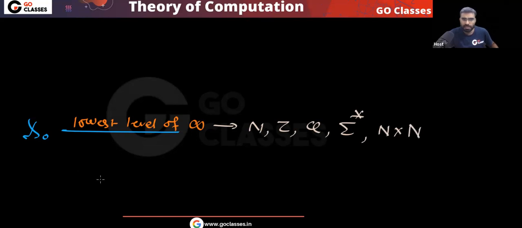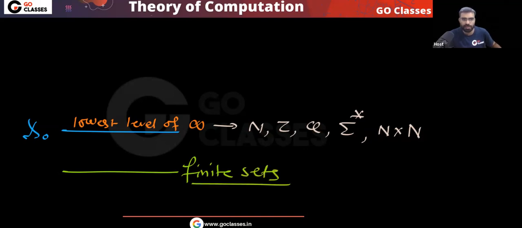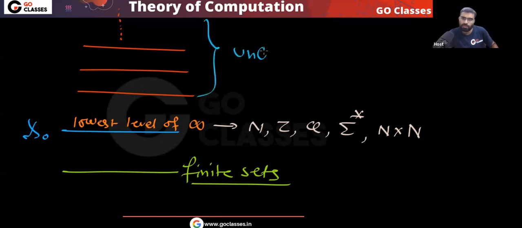Now you can easily notice: if something has less cardinality, then what will come here? If S has strictly less cardinality than N, then that will definitely be a finite set. Yes or no? Here you will have all the finite sets. Very good. And the remaining levels, what will they be? All these remaining levels will be uncountable. Is this clear?